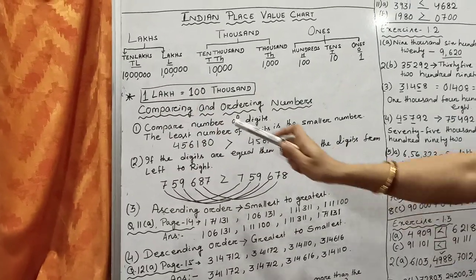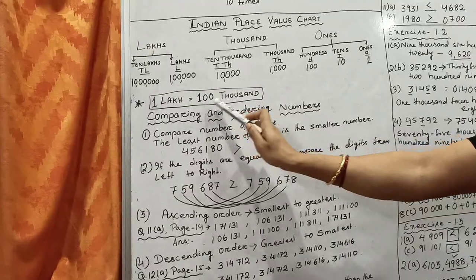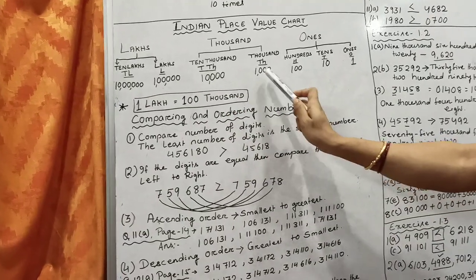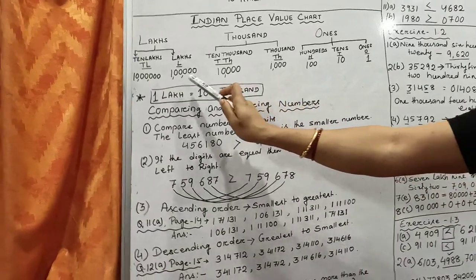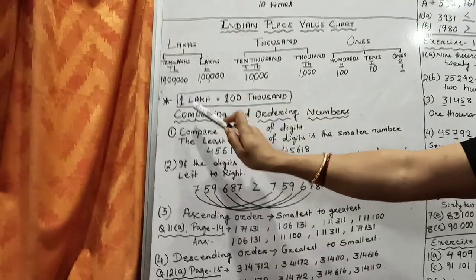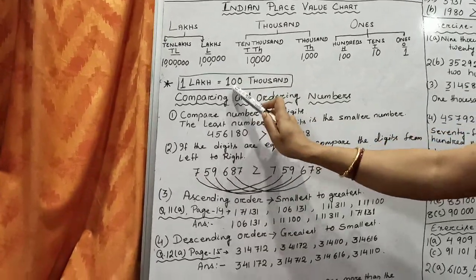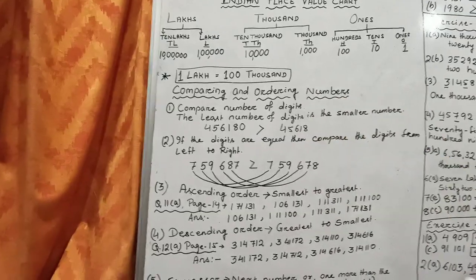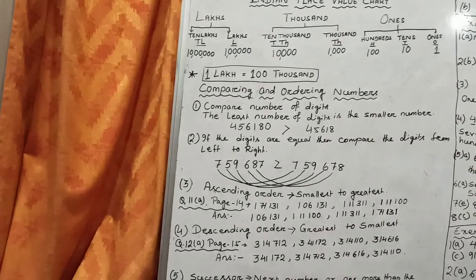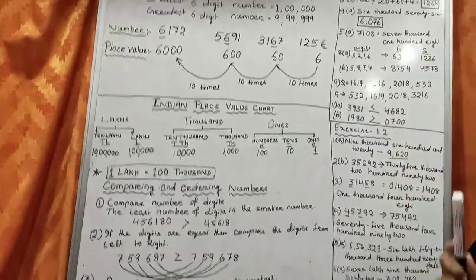Now 1 lakh is also called as 100,000. This is 1000, this is 10,000, this is 100,000. So sometimes lakh also called 100,000. Now come to exercise 1.1.